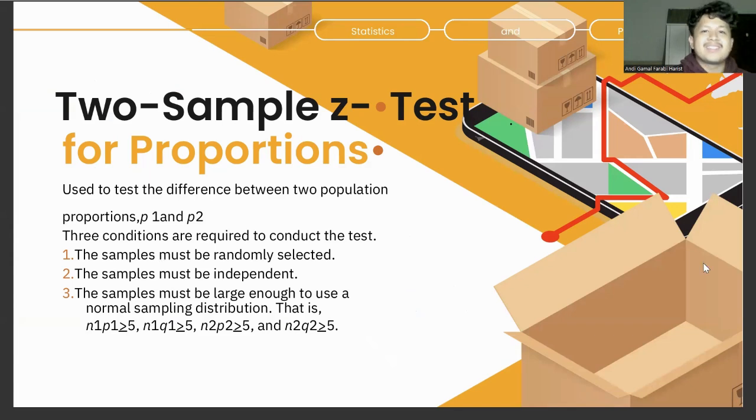The two-sample z-test for proportions is used to test the difference between two population proportions, P1 and P2. There are three conditions required to conduct the test. The first one is the sample must be randomly selected. The second one, the samples must be independent. And the third one, the sample must be large enough to use a normal sampling distribution.